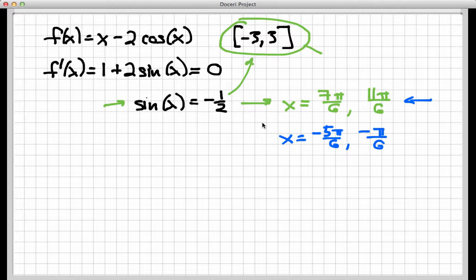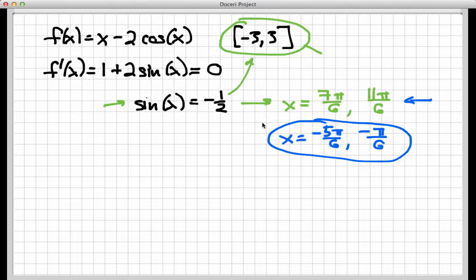In fact, they are the only solutions to this equation, sine x equals -1/2, that do lie within the interval from -3 to 3. So those 2 guys are the critical values that I want to keep. There are many, many other places where sine of x equals -1/2, but none of them lie inside the interval. Those 2 do, so I'm going to hold on to those. So that's step 1. I found the critical values of f that lie within the interval that I'm looking at.